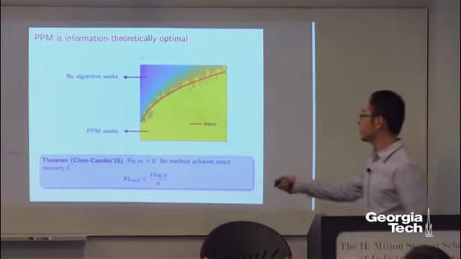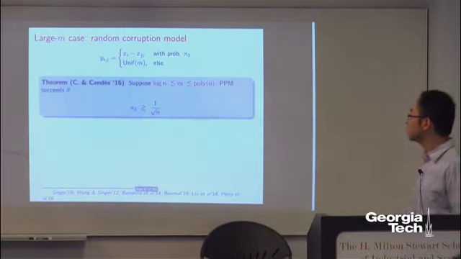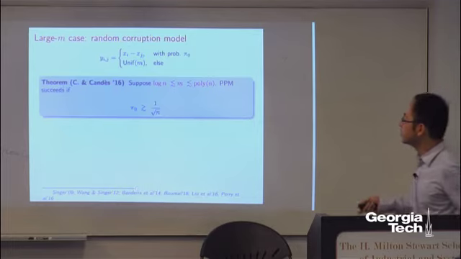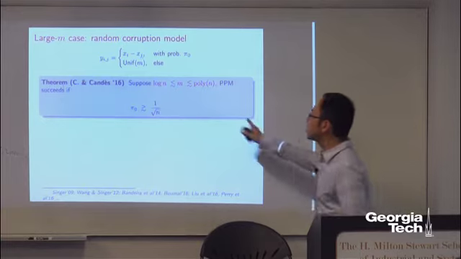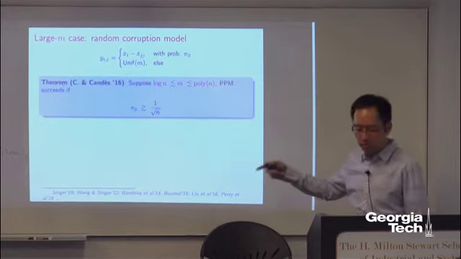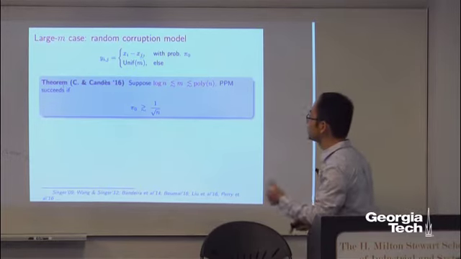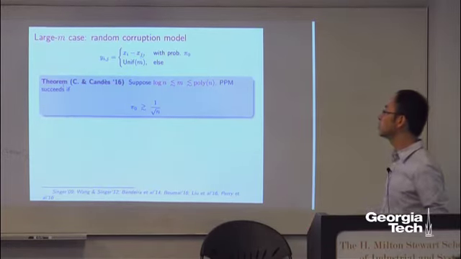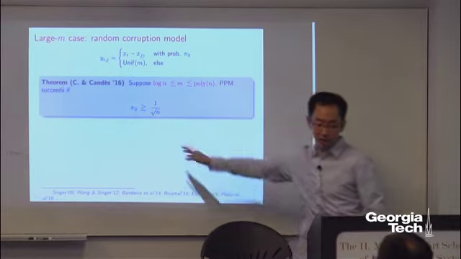Okay. So far I focus on the case when the alphabet size is fixed. When the alphabet size is larger, this actually becomes more tricky. Suppose that now my alphabet size is allowed to grow with n. Now what we can say is that, at least for the random corruption model, the algorithm works if pi naught is larger than this.